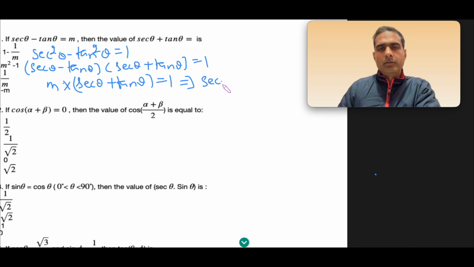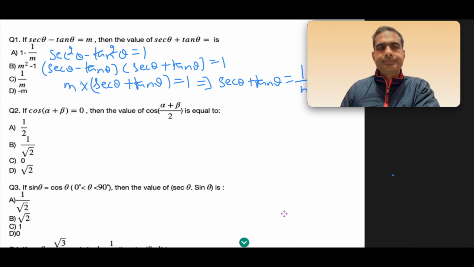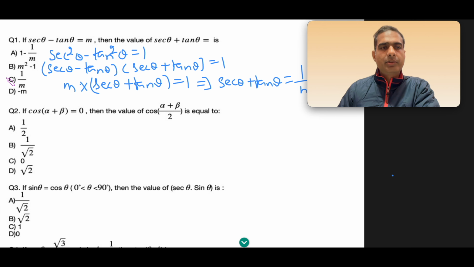sec theta plus tan theta is equal to 1 by m, because m was in multiplication to sec theta plus tan theta. So on changing its side from left hand side to right hand side, it will come in the division. So sec theta plus tan theta will be equal to 1 by m. So from here we can take the answer that its value will be 1 by m.